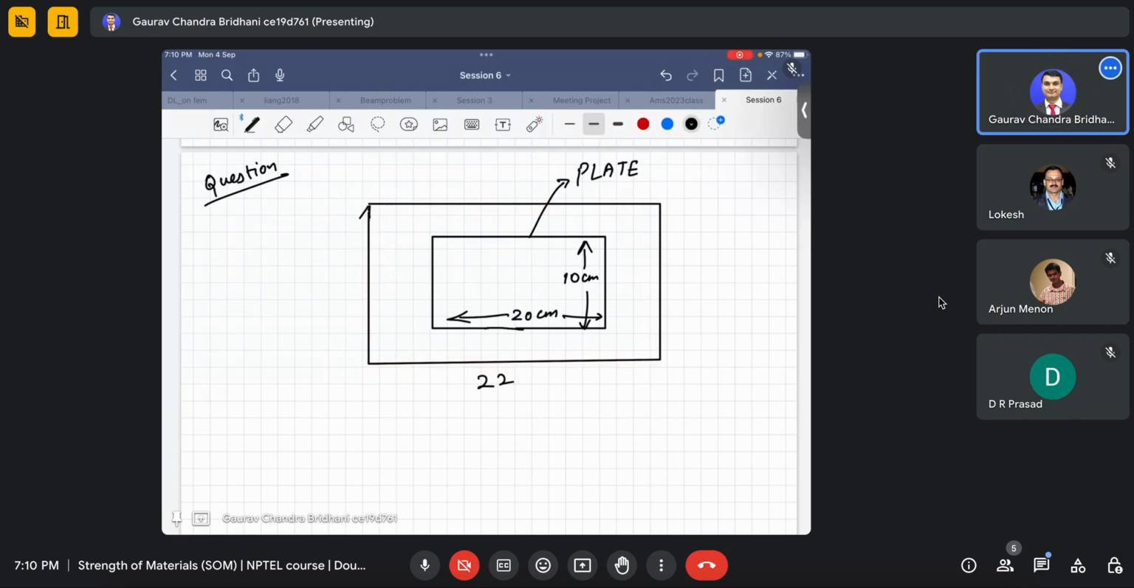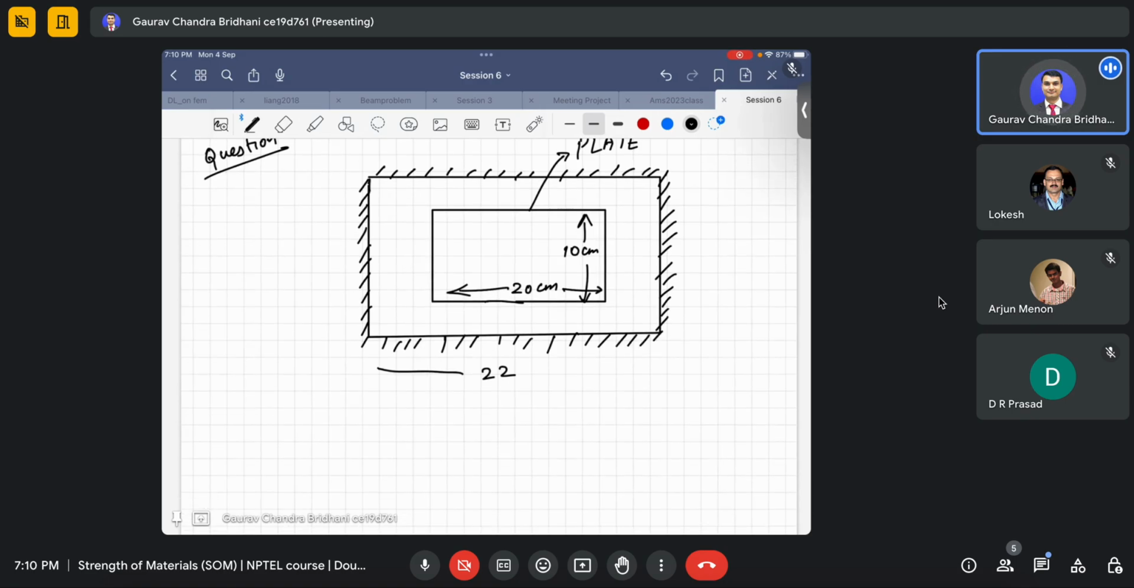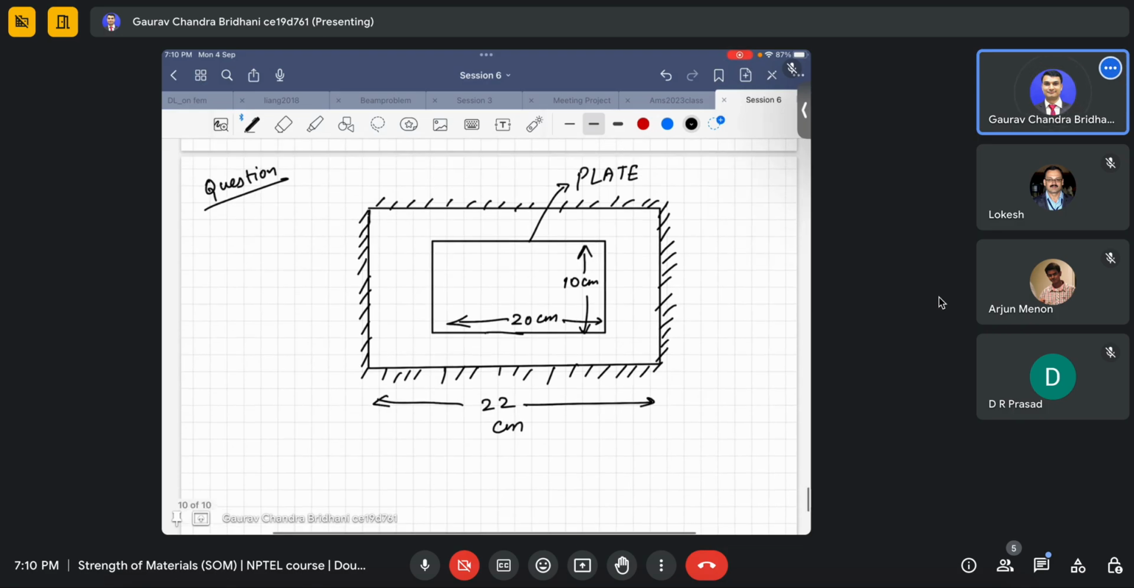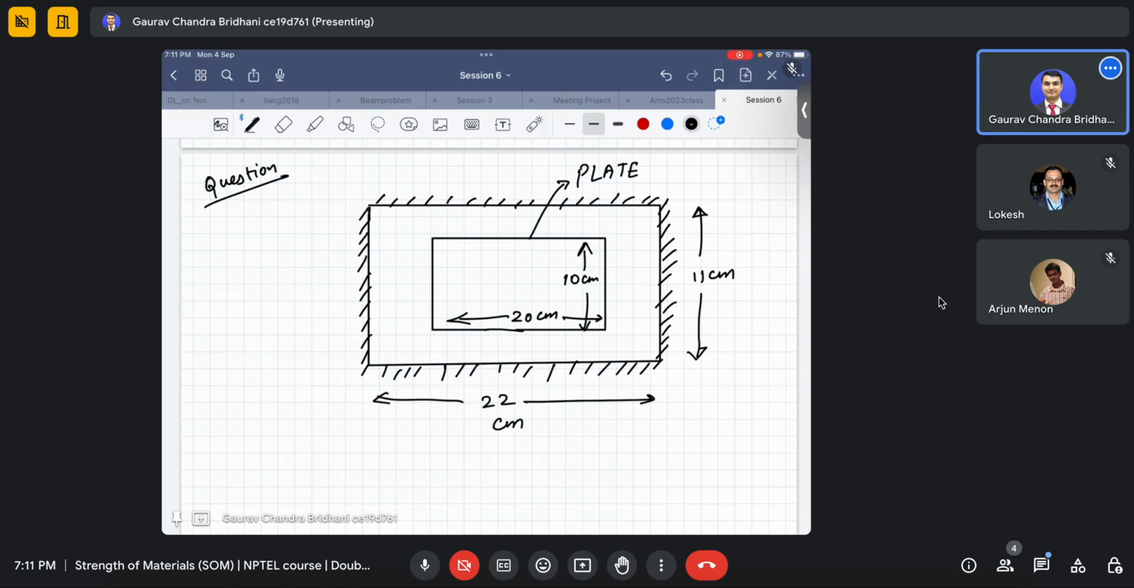So what I will do, I'll put something like this to show you that these are rigid. They won't move, they are rigid. And this plate is kept such that it is in the center of this whole thing. It may not look like it is in the center right now, but consider that it is. And this length is 22 centimeter, and here it is 12 centimeter, or maybe 11 centimeter.